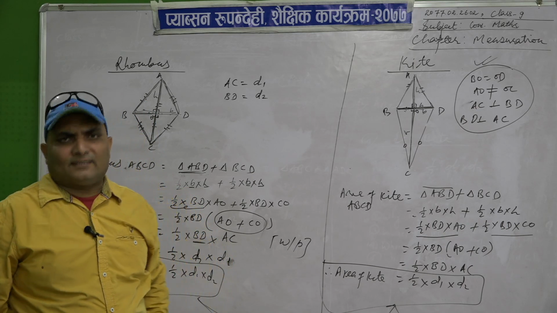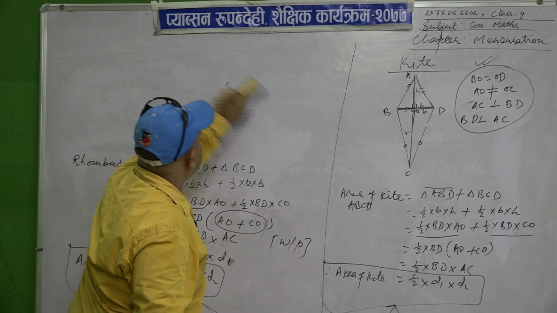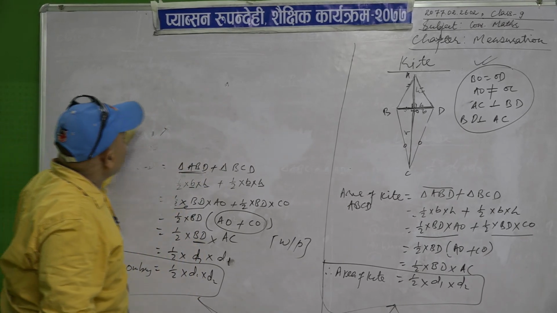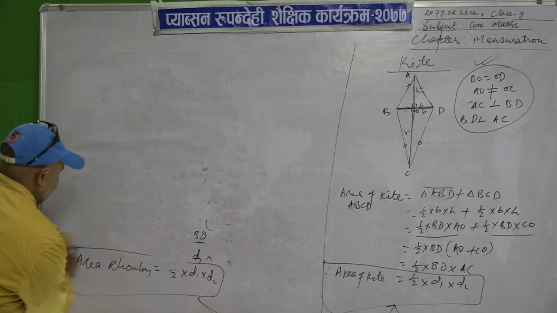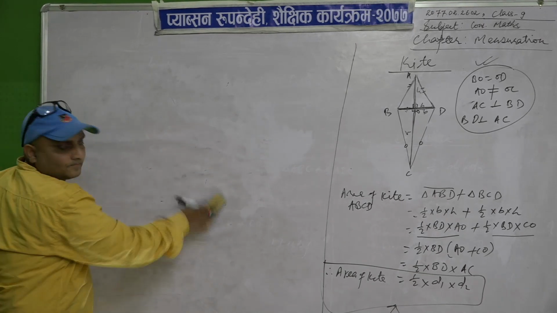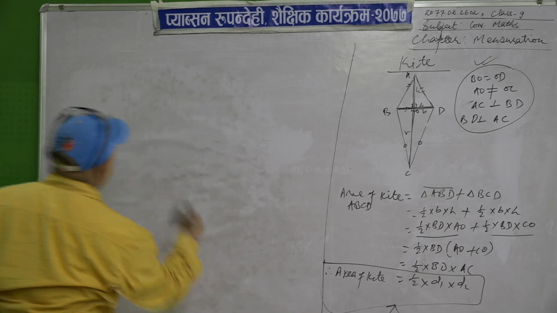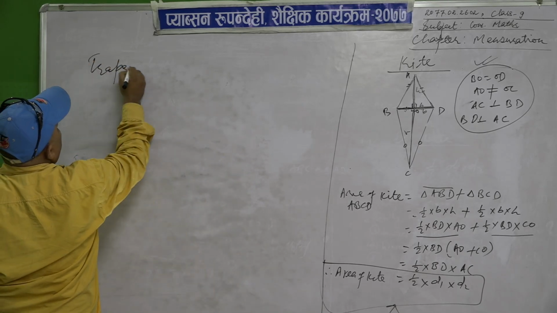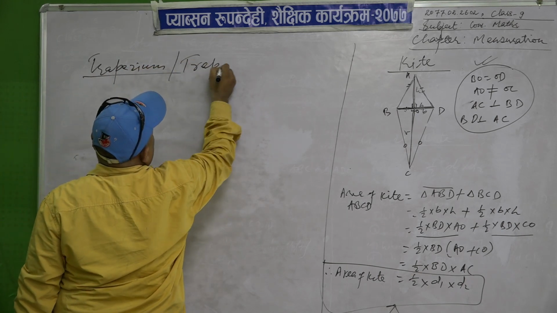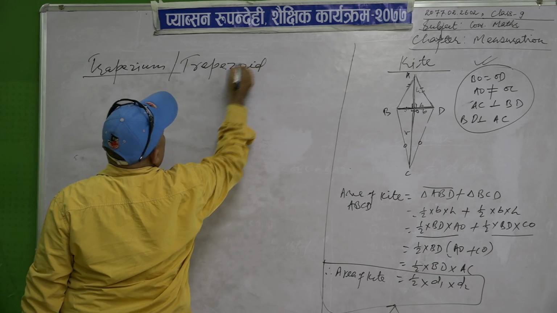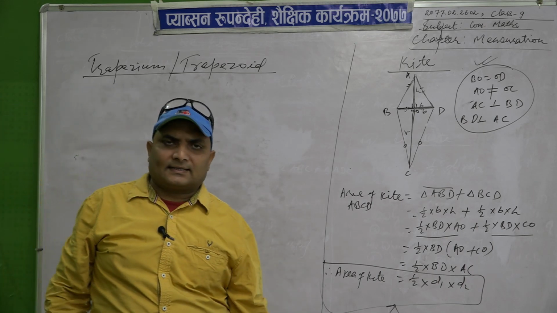Now we have the trapezium. So we are going to find the area of a trapezium now. Before finding the area, we should know what a trapezium is. Trapezium, or trapezoid. What is a trapezium? A trapezium is a quadrilateral.